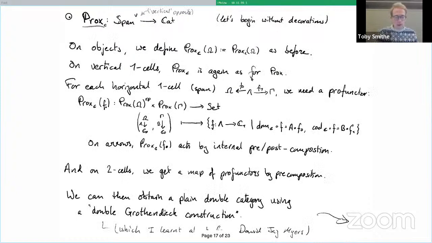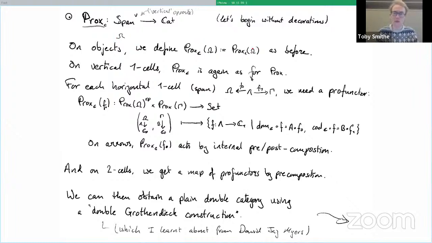So let's talk about building this double category of proxies over spans. We're going to begin without decorations to keep things a bit simpler. This is going to be an indexed double category. So this is like a double functor from the vertical opposite of span into the double category of categories, functors, and horizontally profunctors. So on objects, Prox. Say I've got some object omega. I'm going to define Prox of omega to be the same Prox of omega as before.